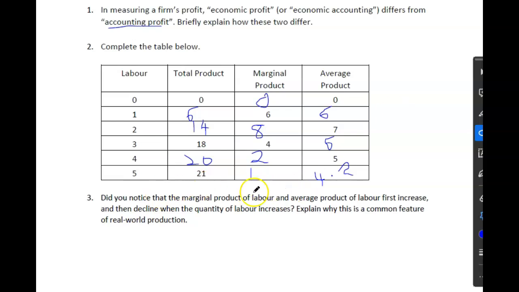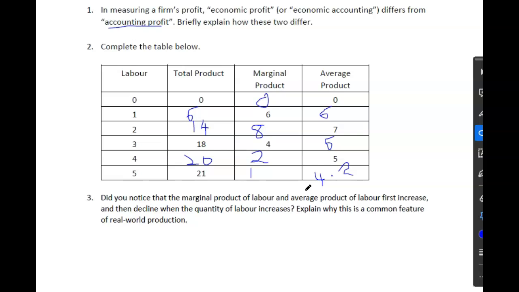So did you notice that the marginal product or labor average product first increases then declines? So when the quantity of labor increases, explain why this is a common feature of real world production. So explain why this happens. As you add laborers, the products increase, then the products decrease. You see, after you add 3 laborers, it declines. Why? Because in real life, there's going to be problems, right?